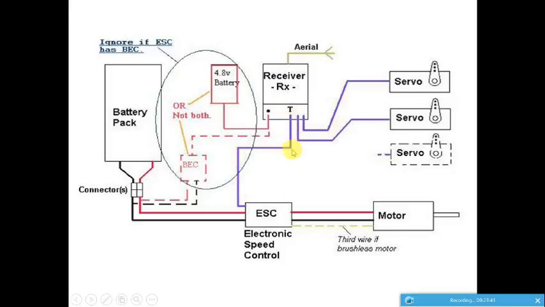So the voltage from this battery pack will be channeled to the ESC, and the ESC will extract some 5 volts and send it to the receiver, thus powering up the receiver, and you need not require any external battery for that. Therefore I always prefer using an ESC with a BEC. Note the specification when you buy any ESC.